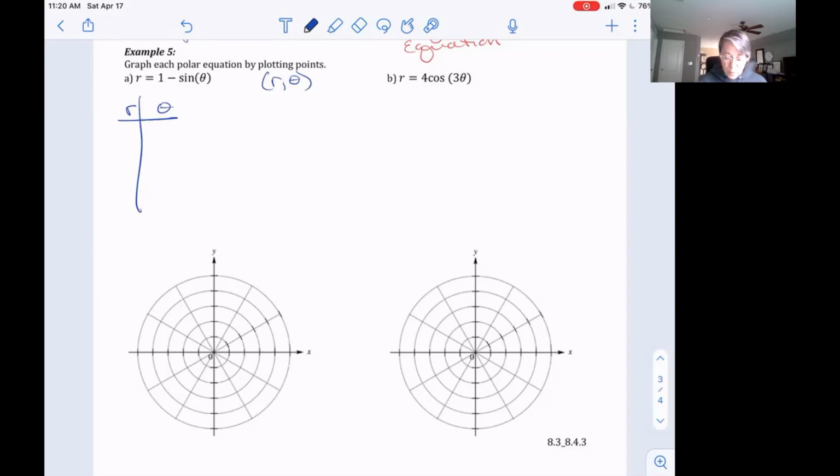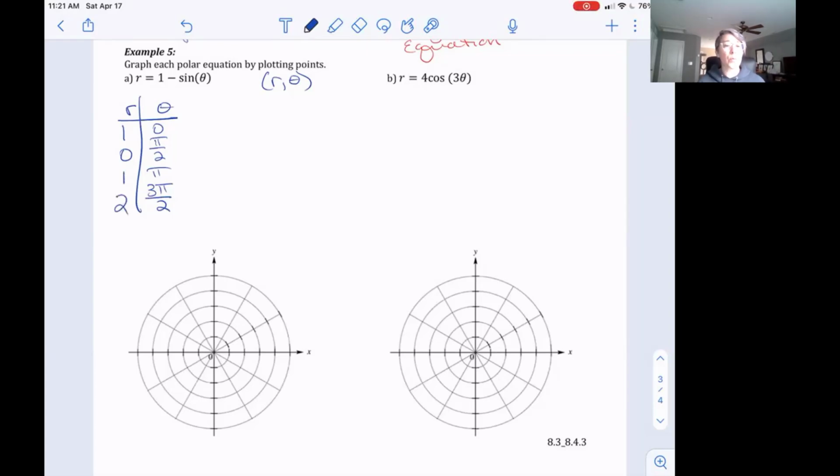So let's choose some of the angles that we know: 0, pi/2, pi, 3 pi/2. And let's see what those look like. When our theta is 0, we end up getting 1 for our radius. At pi/2, we get 0 for our r. Plug in pi, we get 1 for our radius again. Plug in 3 pi/2, we get 2.